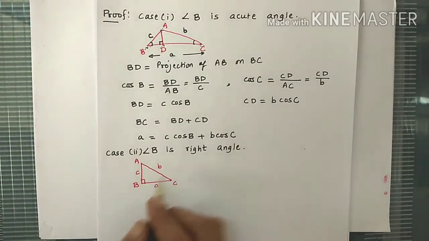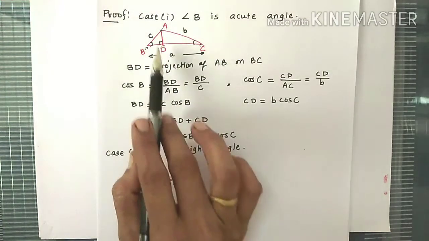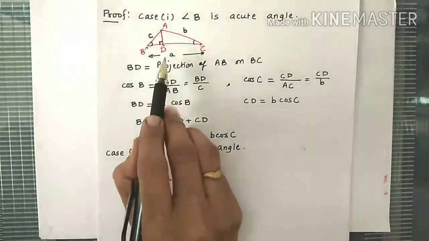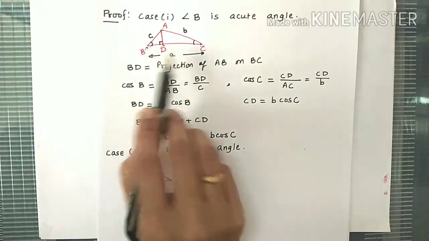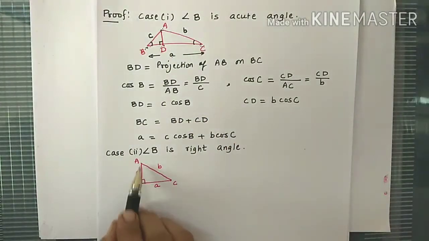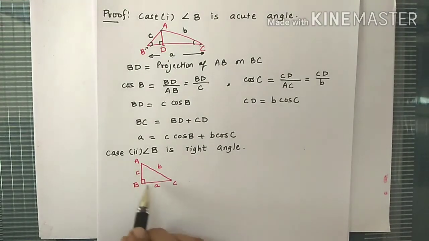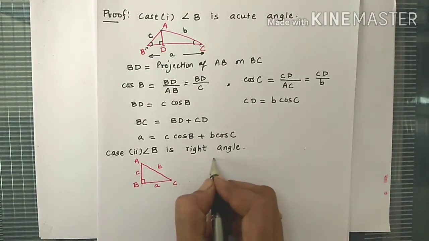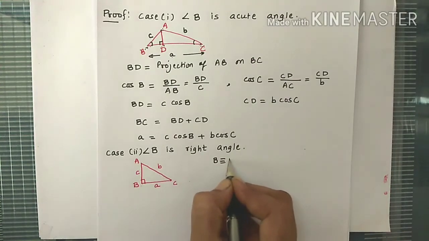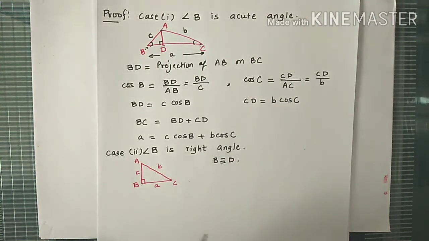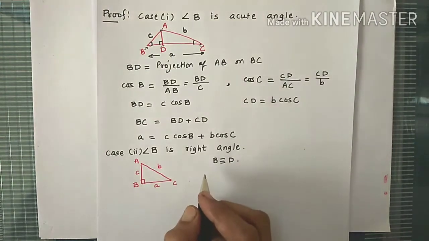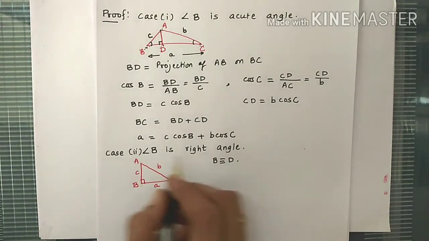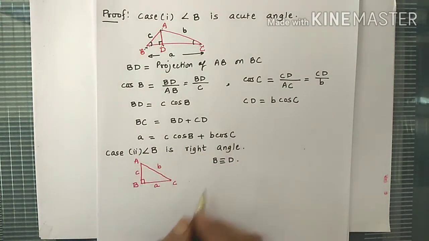Now here, considering the first diagram, since in the first one we have drawn perpendicular AD on BC, if we draw perpendicular AD on BC, then D and B coincide. So B and D are the same here. Let's see whether we have this equality or not.